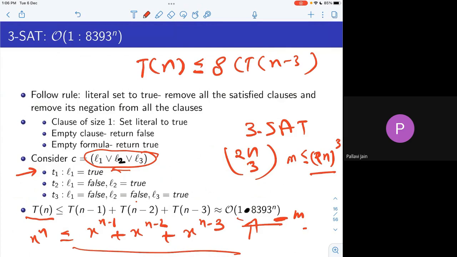Is it all right? So there are some polynomial terms, and we can write it as O star of 1.8393^n. But since we want to look only at the exponential term, right now we write it as some constant c to the power n. Okay, so is this algorithm clear?